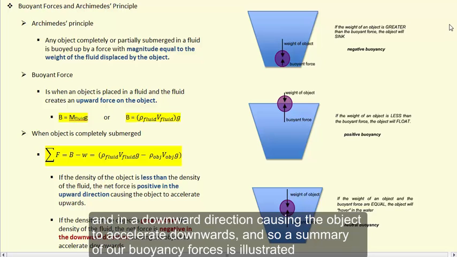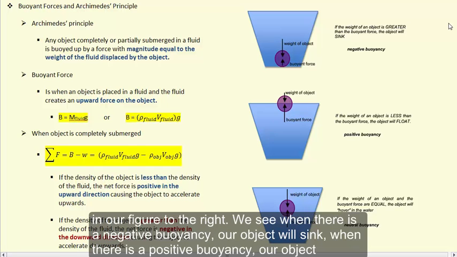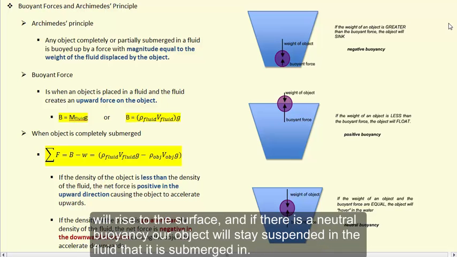And so a summary of our buoyancy forces is illustrated in our figure to the right. We see when there's a negative buoyancy, our object will sink. When there's a positive buoyancy, our object will rise to the surface. And if there's a neutral buoyancy, our object will stay suspended in the fluid that it is submerged in.